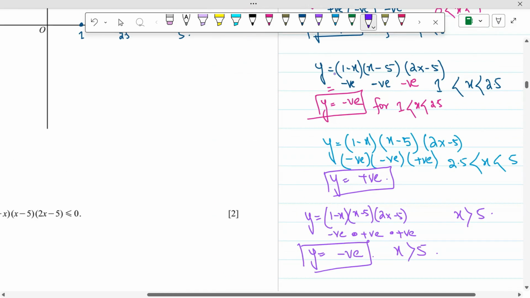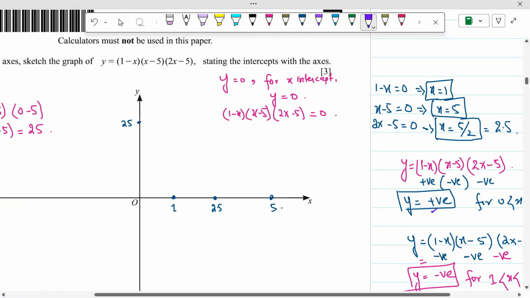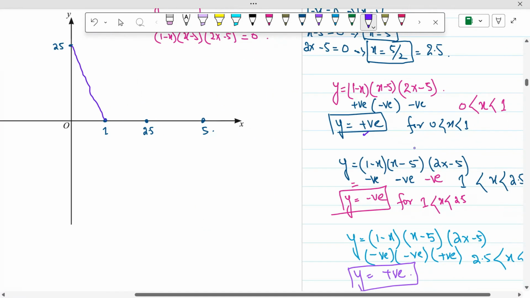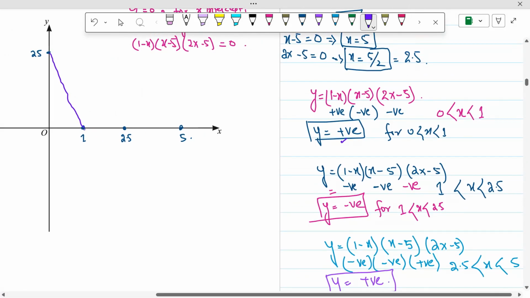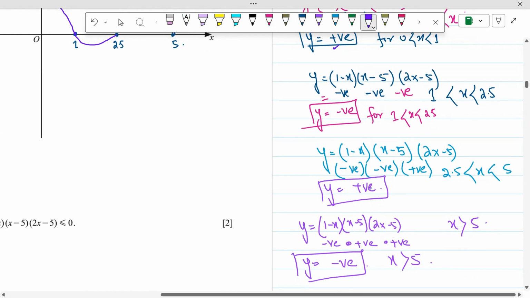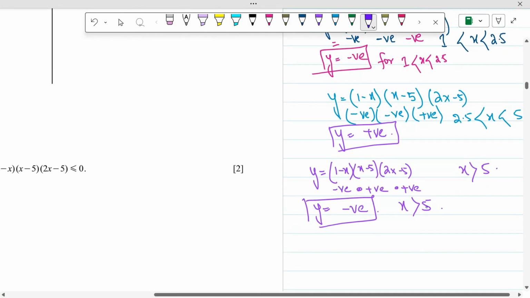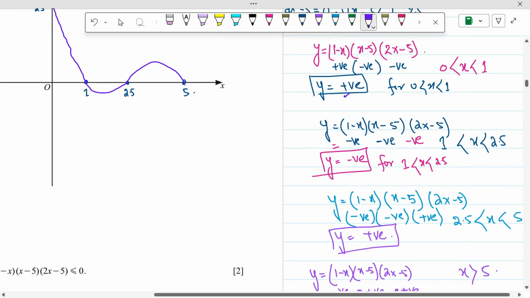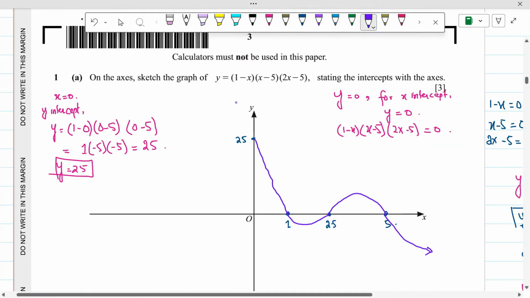Based on this information, from 0 to 1 the graph will be positive. From 1 to 2.5 it will be negative, so it will be below the x-axis, and from 2.5 to 5 it will be positive, so it will be above the x-axis. And for x greater than 5, y is negative, so it will always be negative. In this way we can sketch the graph of the given equation.